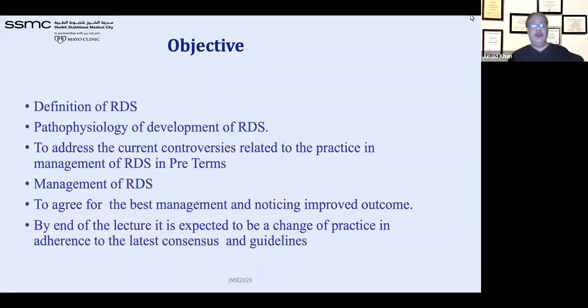So these are the simple objectives: the definition, pathophysiology, management, to agree on the best management and noticing improved outcome. Okay, all this we will discuss, and by the end of the lecture, it is expected to be a change of practice. Thus, I really adhere to some points.